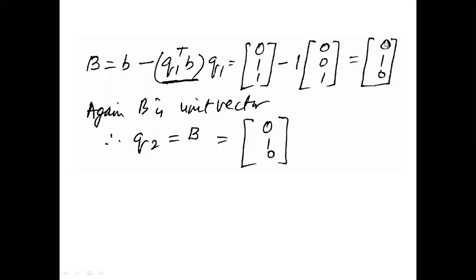Now we don't really have to worry about any other basis, because the only previous basis that was found was Q1, and B is again a unit vector, therefore we don't have to worry about the length. Therefore Q2 is nothing but B. If you find the length of this, it will be the square root of 0 square plus 1 square plus 0 square, and that is just 1. Therefore we have found the second basis, which is Q2.